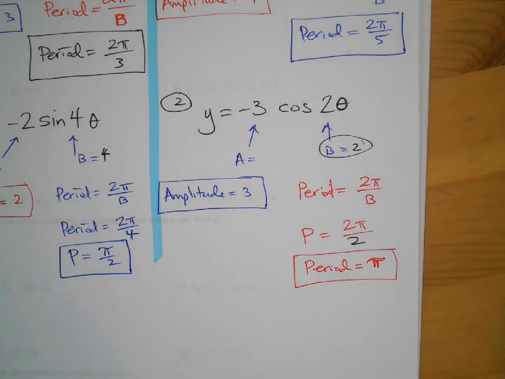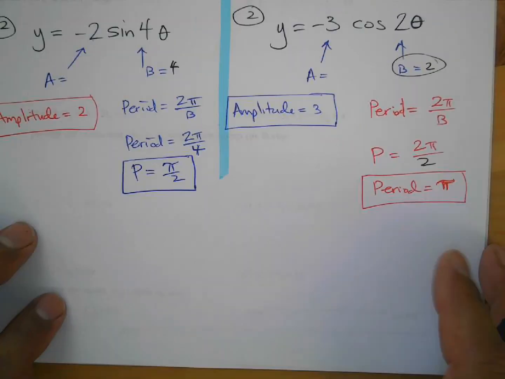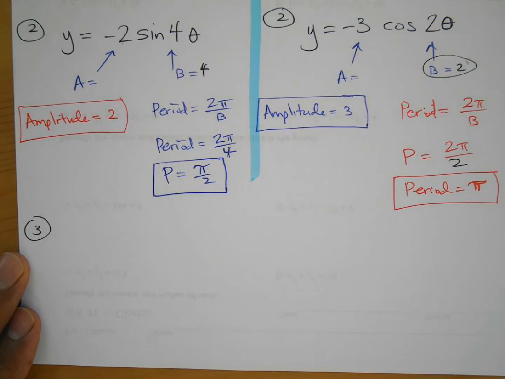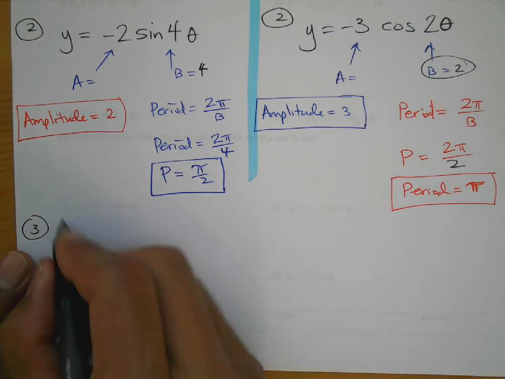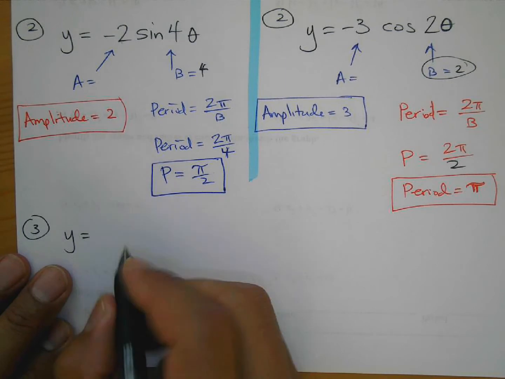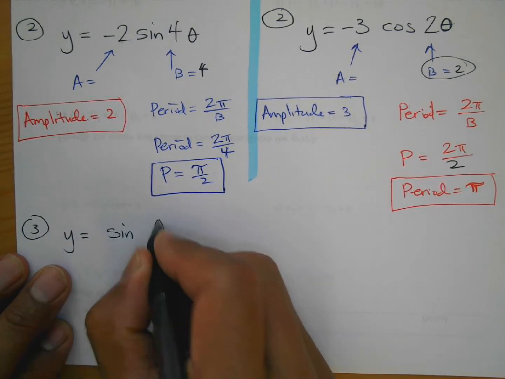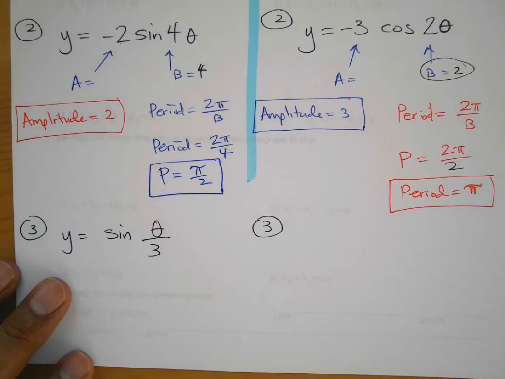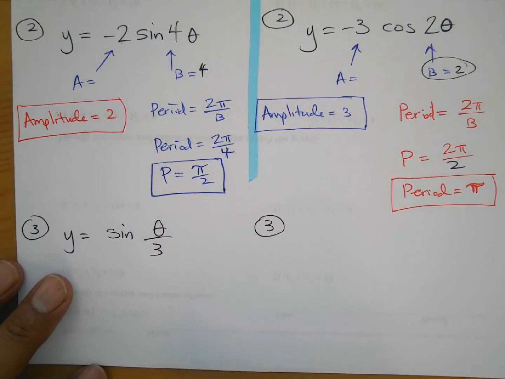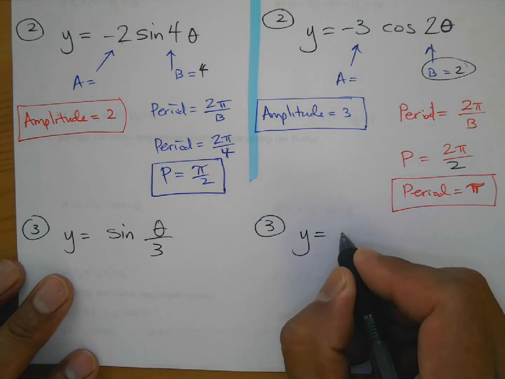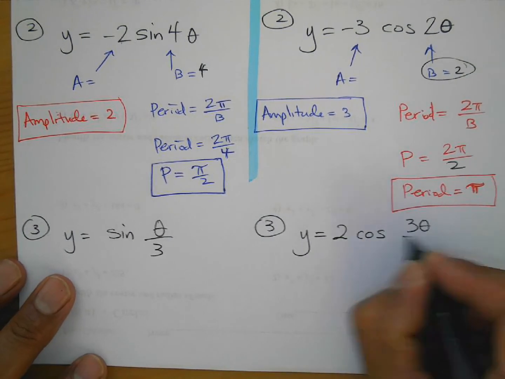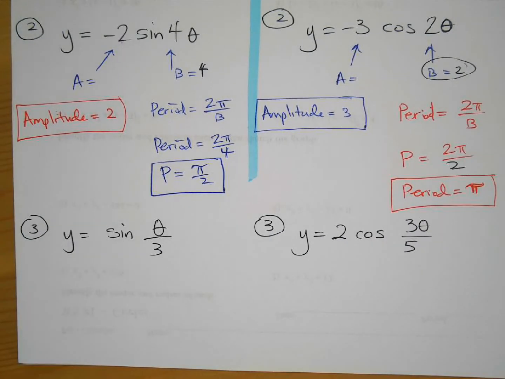Okay, a couple more. Number 3. And they're going to get a little bit more challenging. Okay, y is equal to sine of theta over 3. And number 3 over here for the cosine. Y is equal to 2 cosine 3 theta over 5. Ugh.